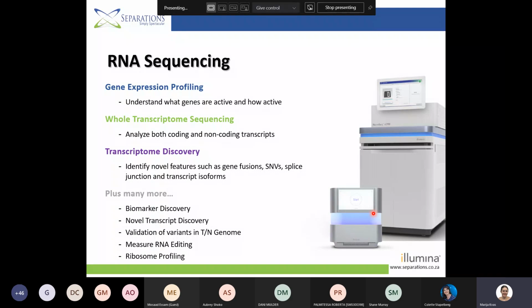Again, why would we do gene expression? We need to understand which genes are active and how active, and actually when they are active, depending on maybe different treatment, different drug that we are inducing. So we need to understand what is physically active, what is on, what is off, right? But we also want to not only understand coding regions, sometimes we are interested also in the non-coding transcripts, and we are always interested in novel transcripts, novel gene fusions, alternative splicing, right? And this allows us biomarker discovery, validation of variants in tumor normal genome, and so on.